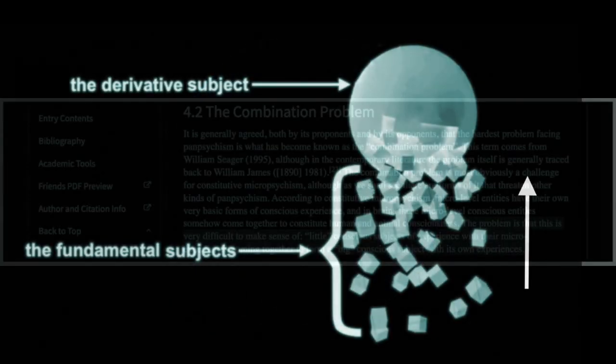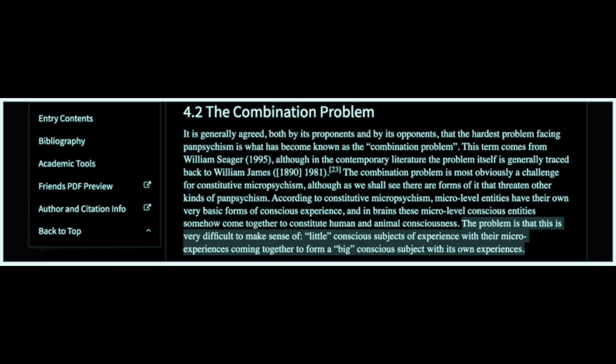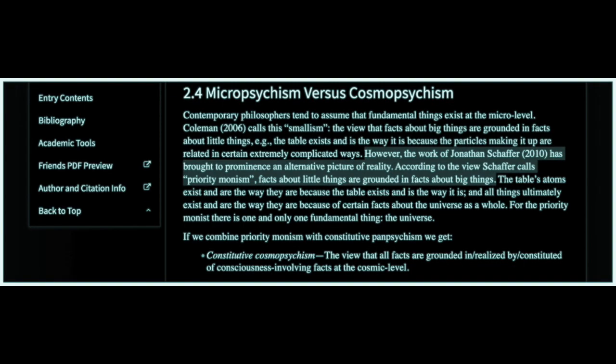The problem is that it is very difficult to make sense of little conscious subjects of experience, with their micro-experiences coming together to form a big conscious subject with its own experiences. Some see this as a fatal problem for those who hold consciousness to be fundamental. However, a monistic idealist is able to dissolve this problem by denying mental combination.